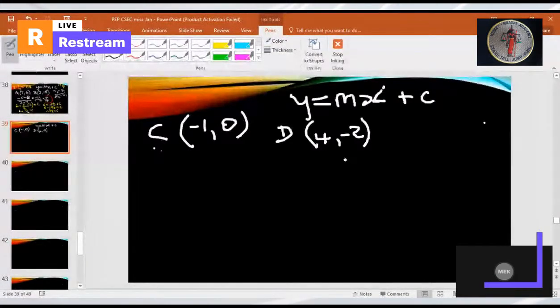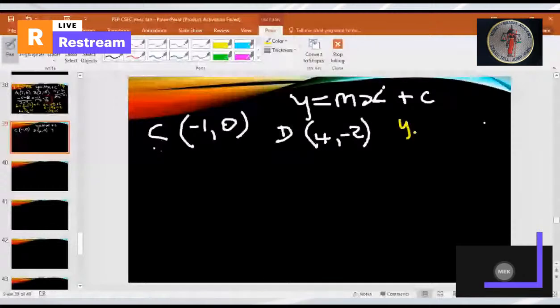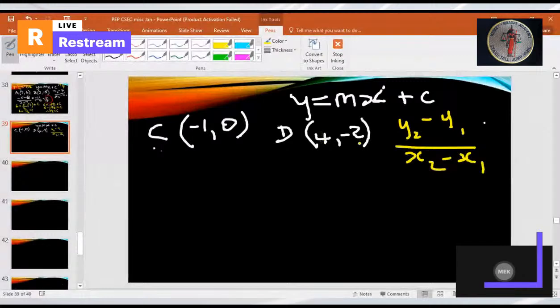All right, so we need to find the equation of the line. The first thing that we find is the gradient. The gradient is the second y value minus the first y value, divided by the second x value minus the first x value. So that would mean first x, first y; second x, second y.